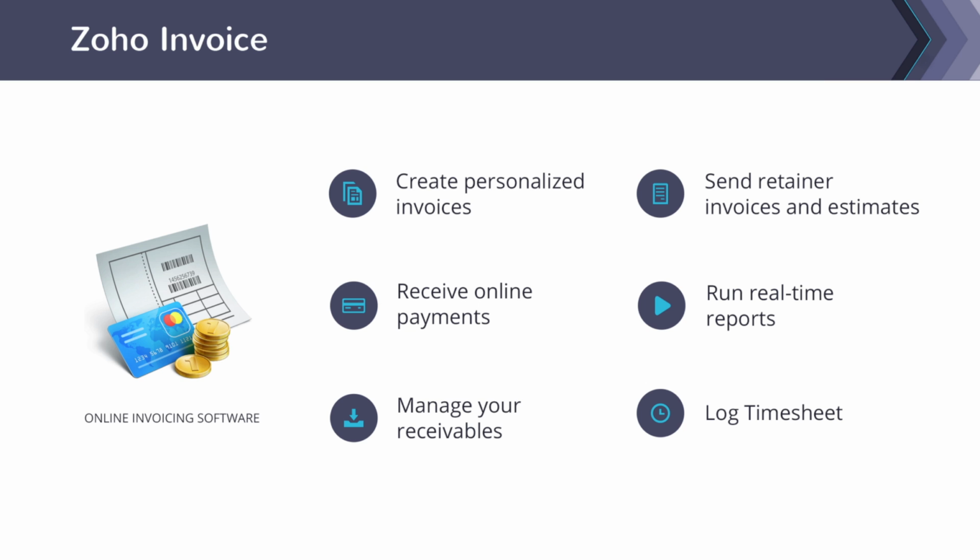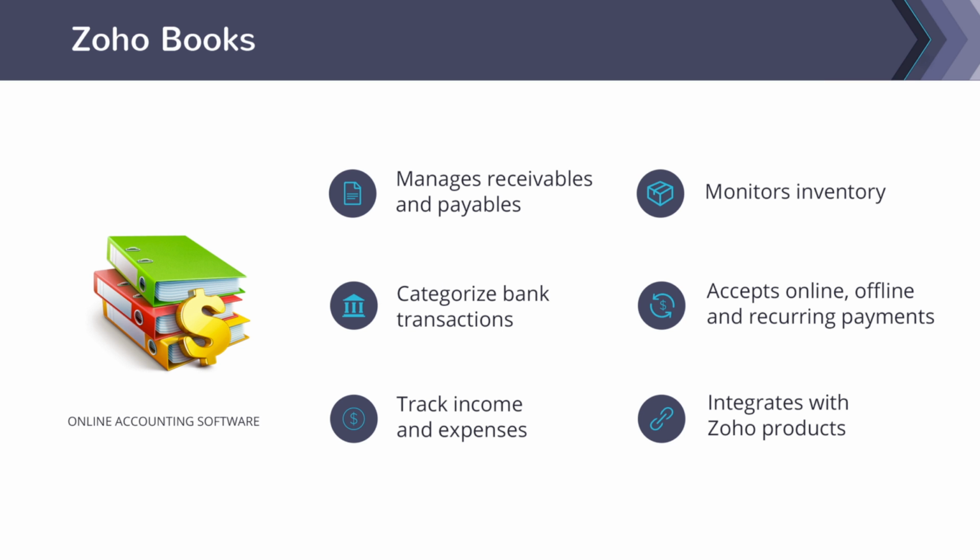After Zoho Invoice, we launched Zoho Books. Zoho Books is an online accounting software that helps you stay organized with your finances. With Zoho Books, you can manage receivables and payables. It has a separate module called inventory, through which you can track the items in your inventory. You can connect with your bank and categorize your bank transactions.